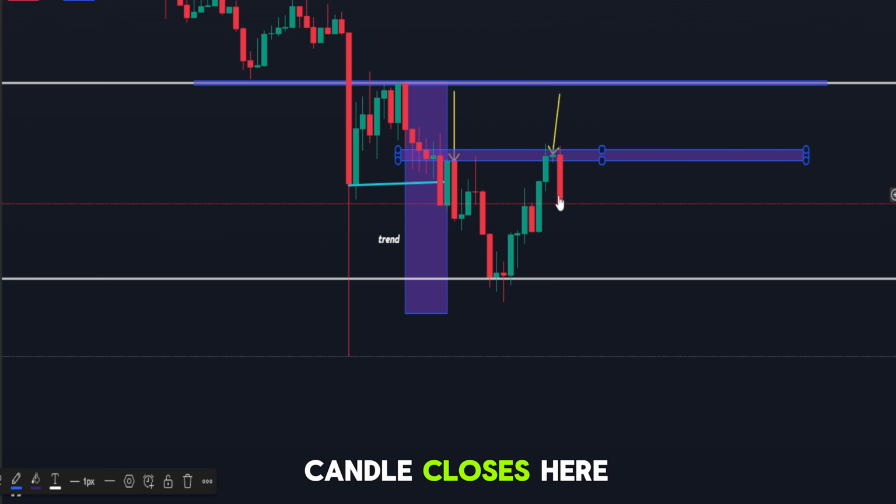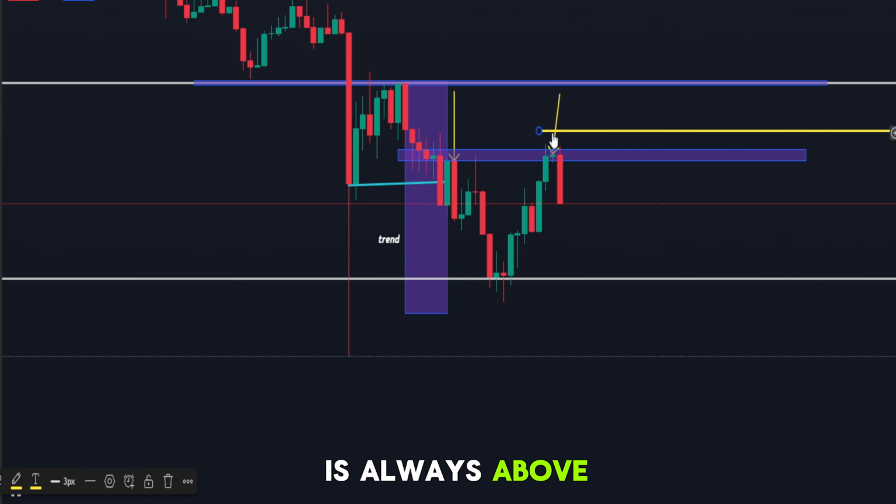After this candle closes here, where shall we be putting our stop loss? Our stop loss is always above our area of confluence. When we put our stop loss above our area of confluence, it means that we have a very small risk. Okay, we're going to be risking less and we shall be making more, in anticipation of the market continuing to the downside.